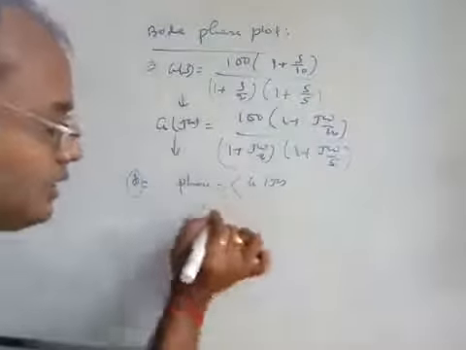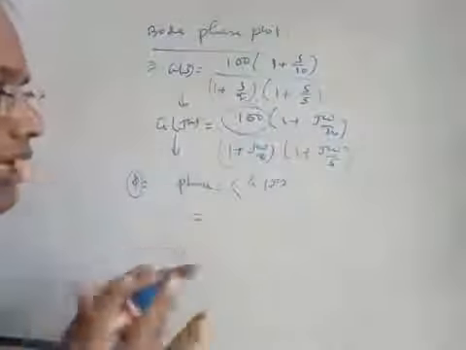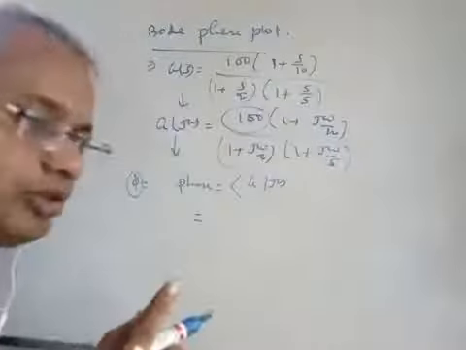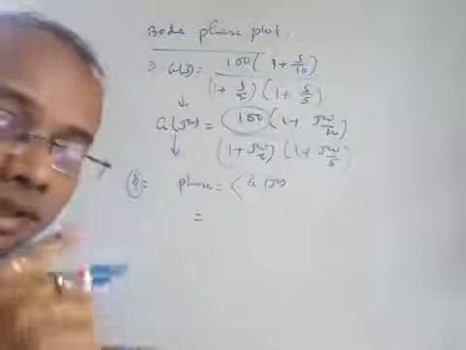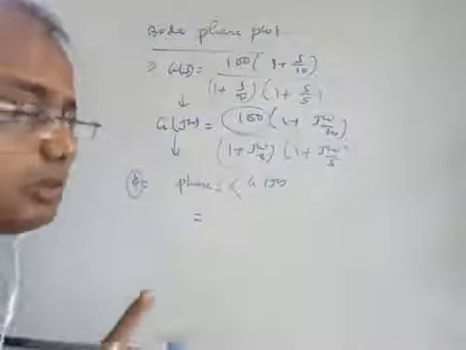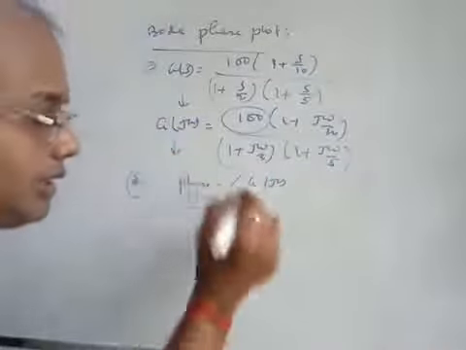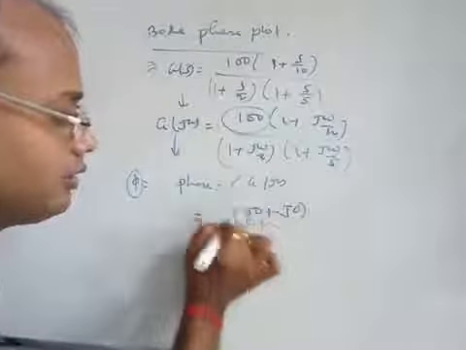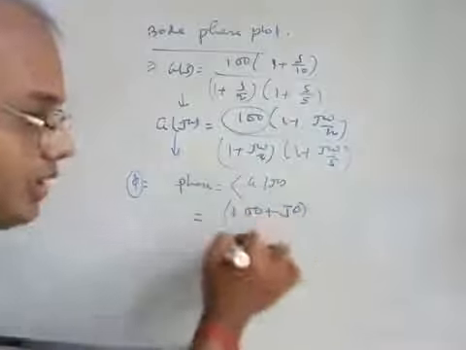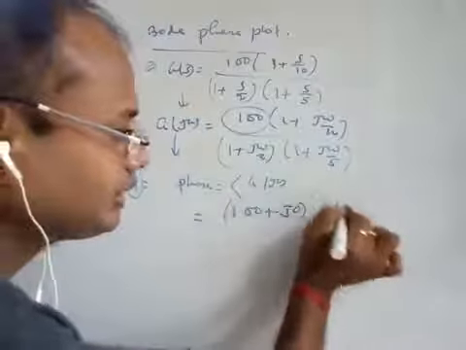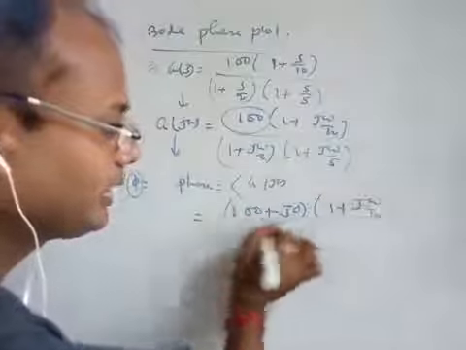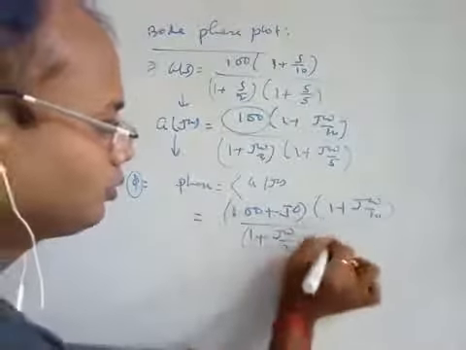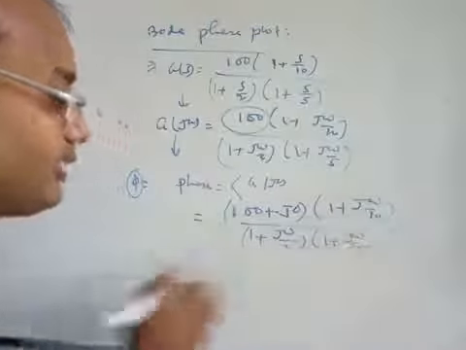What I follow is that I make every term real plus imaginary. Whether a term is real only or imaginary only, in any form given to you, you just express it as real plus imaginary. So 100 we will write as 100 plus j0, nothing else, right? Then the rest remains the same: 1 plus j omega by 10, 1 plus j omega by 2, 1 plus j omega by 5.